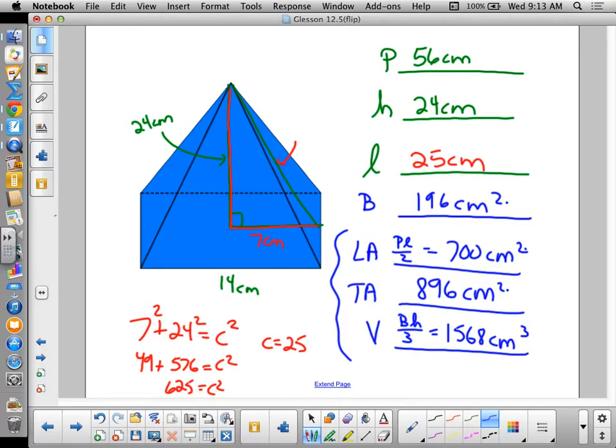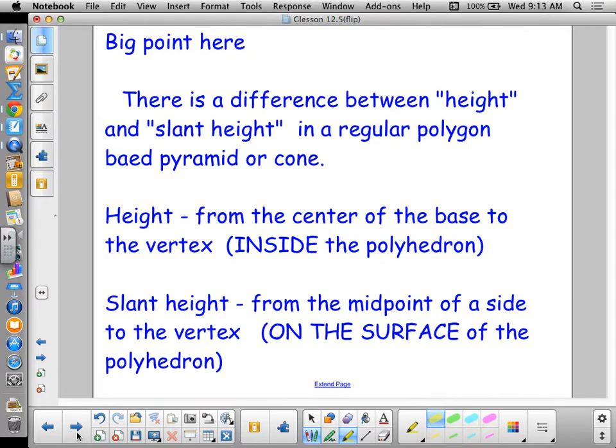Very similar to what we did with prisms, very similar to what we did with surface area. The only difference today, what we've added in, is finding the height and using that to find the volume. Other than that, it's the same thing we were doing yesterday. And this is just a written summary of that in case you want the notes. Remember, the height is on the inside of the polyhedron. The slant height is on the surface of the polyhedron.